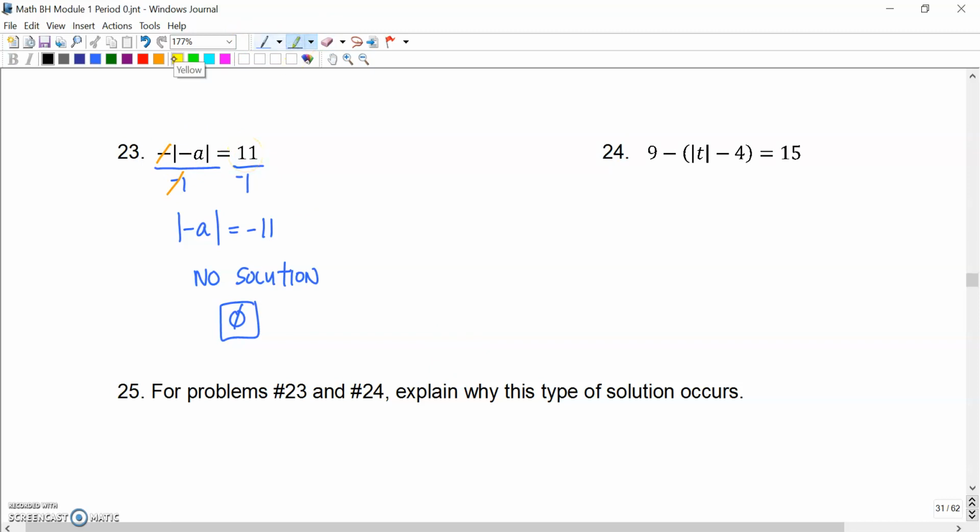So one more time, the way that we now know if something is no solution is that we see an absolute value bar that is fully isolated and is equal to a negative number. So it is right before the split step.